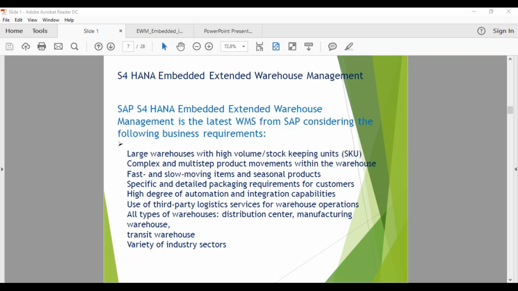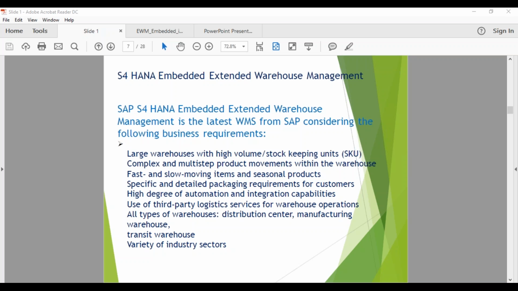There are movements internal to the warehouse. It's not only just storing the product and dispatching it to the customer. Internally there are many processes which a warehouse will do. For all those requirements, and within the warehouse, we have fast moving and slow moving products.